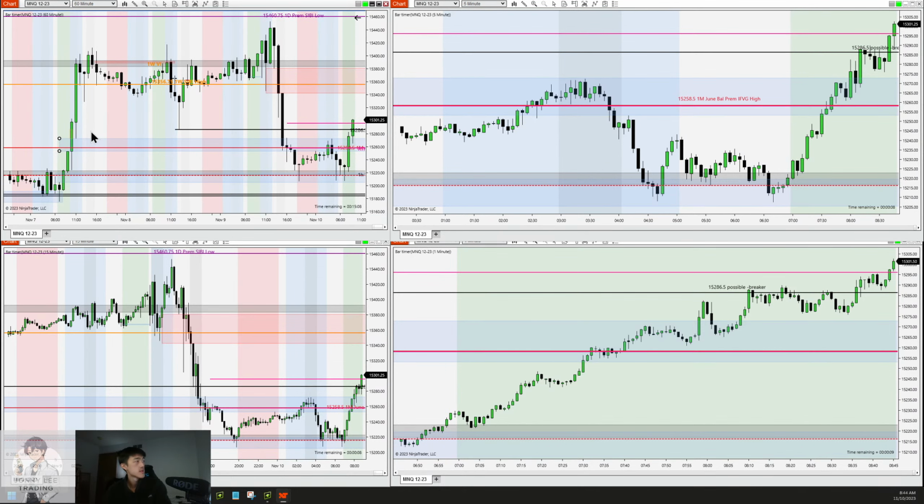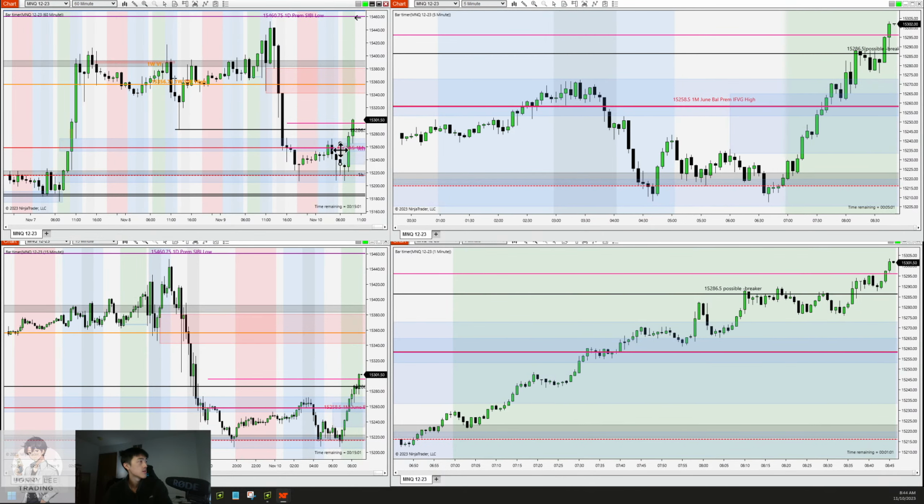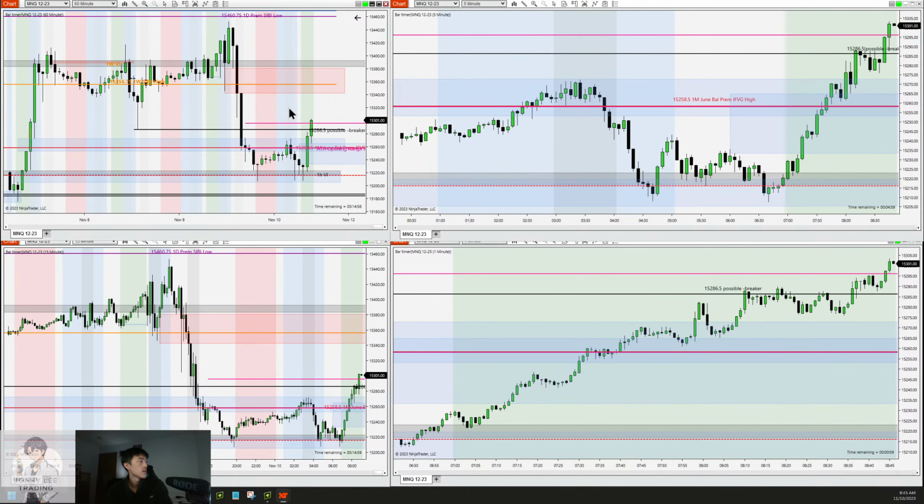So I think that means that I want to mark this hourly fair value gap out here. I want to keep that in my notes for later. So this one here that you see here, traded down, up, down to it, and back up, and kind of bounced off of it. So I'm thinking we'll come back today. What we'll do is we're going to end up coming back down to this fair value gap, taking that out.